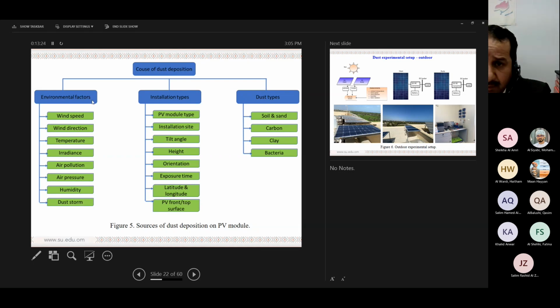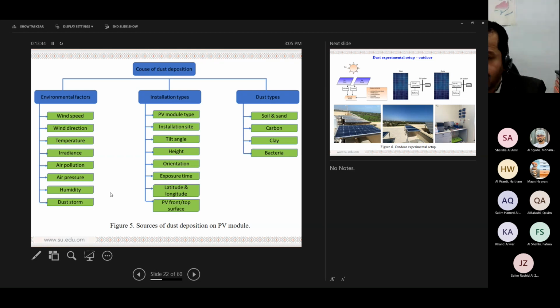For environmental factors, as an example, wind. If it is windy, it's different from when it is calm, because wind will bring dust from a far location and put it there. So this is an example. Wind direction also affects things, as do temperature, irradiance, air pollution, air pressure, humidity, and dust storms themselves.